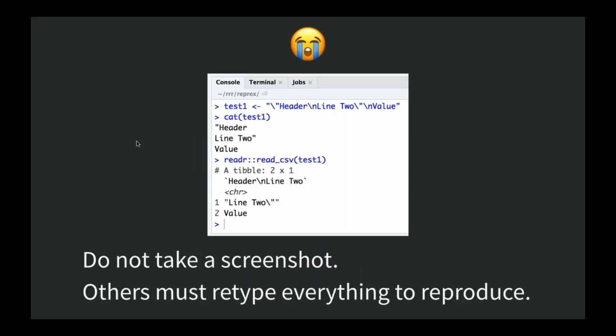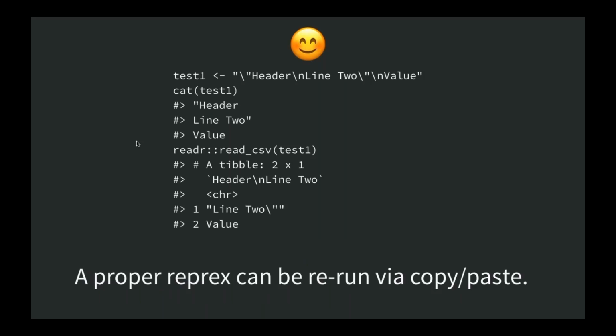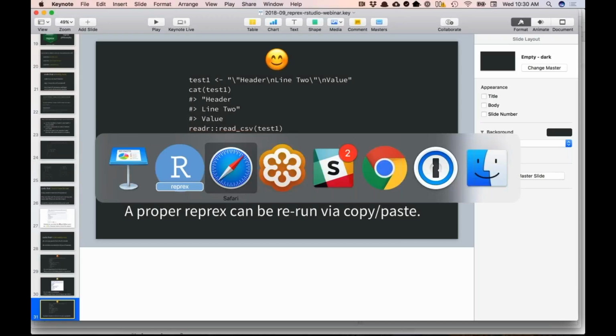Worse than copy paste is the screenshot. So this of course does again hit some of our checklists. It clearly shows the code and the output, but again, if somebody else wanted to check this and reproduce it, they actually have to retype everything, which frankly is never going to happen. And so this is what I want to see in a reprex because it can be copy pasted and run. So I'm going to prove that to you right now.